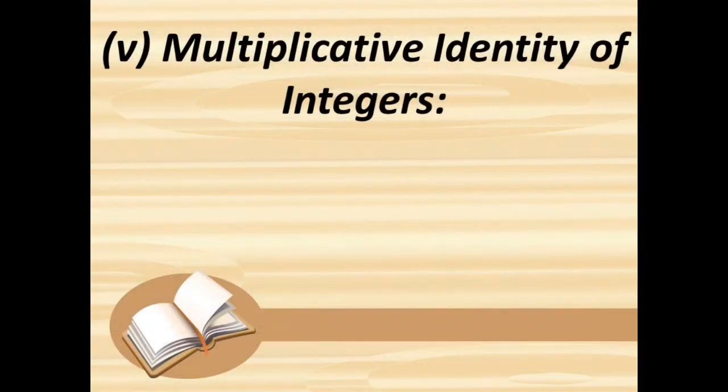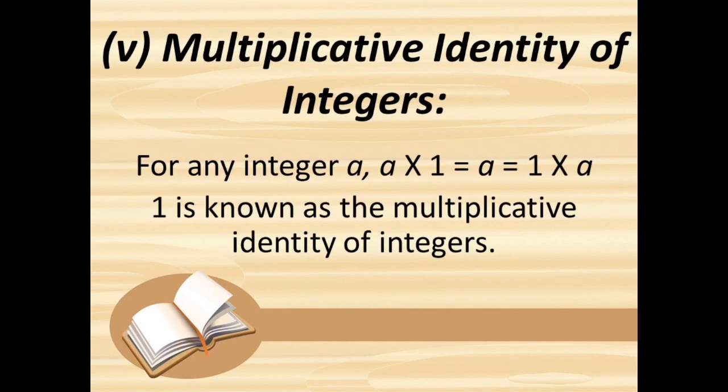The property is the multiplicative identity of integers, and it says that for any integer a, a multiplied by 1 is equal to a, which is equal to 1 multiplied by a, where 1 is known as the multiplicative identity of integers. Students, why so? It is so because on multiplying 1 with any integer, we will get the integer itself as the answer. Now let us see this with the help of an example.